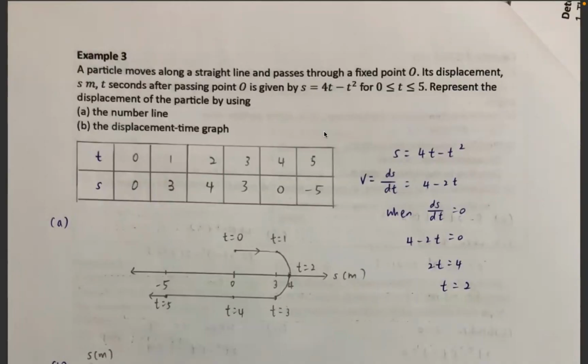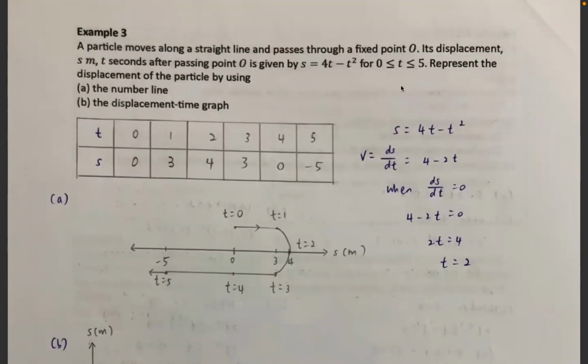Example 3. A particle moves along a straight line and passes through a fixed point O. Basically, it means that when t equals 0, s equals 0, because the particle starts moving at fixed point O. Its displacement s meters, t seconds after passing point O, is given by s equals 4t minus t squared for t between 0 and 5. Represent the displacement of the particle by using the number line and the displacement-time graph.